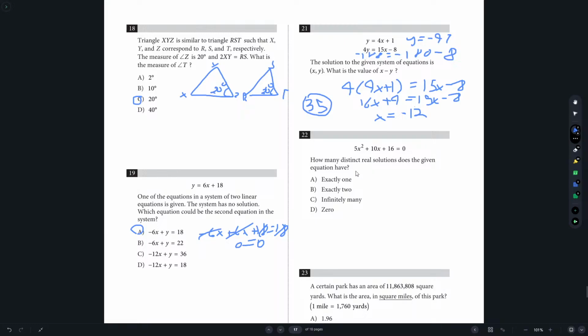How many distinct real solutions does the equation have? Let's see.